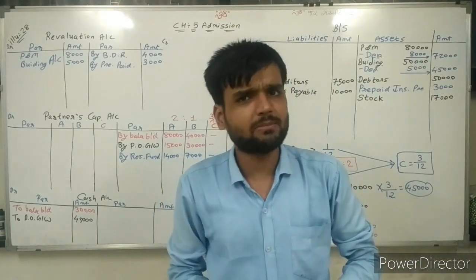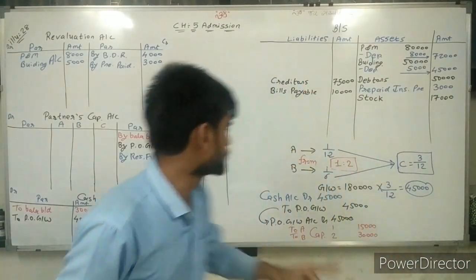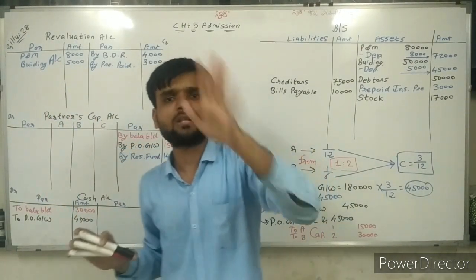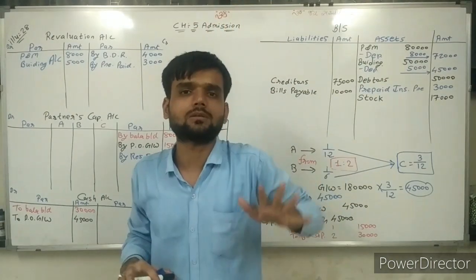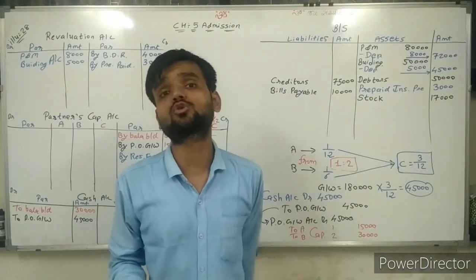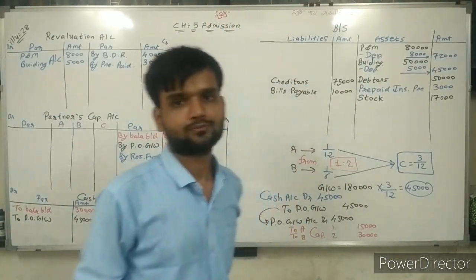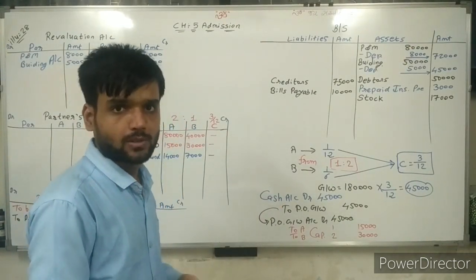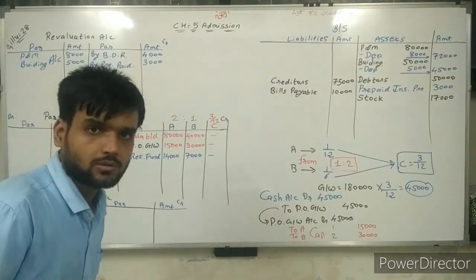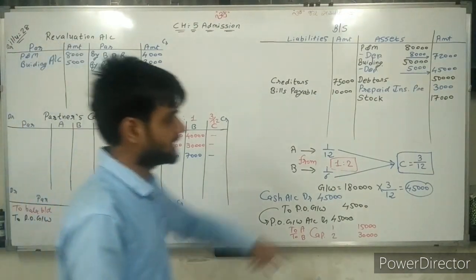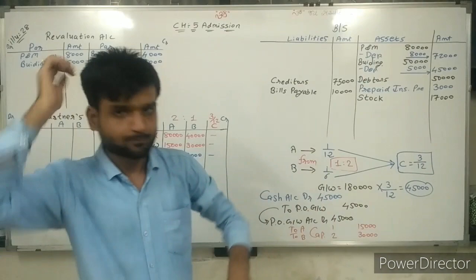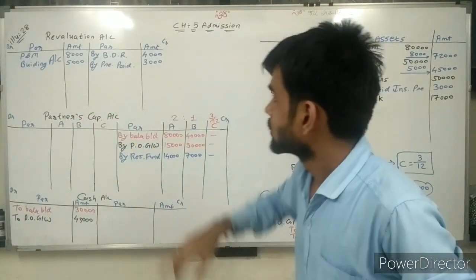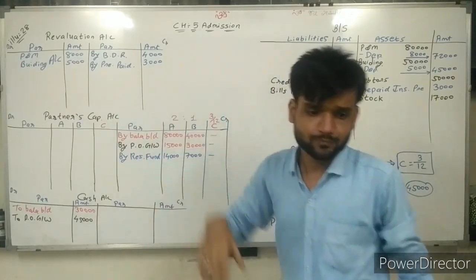In this sum, what is remaining? How much amount is brought by C, that we don't know. We know only one thing, the proportionate amount is brought by the partner. But how much amount, that we don't know. So that we are doing now. But one by one, closing accounts, then we can find the proportionate amount of C. Don't worry. So first of all, closing the revaluation account.